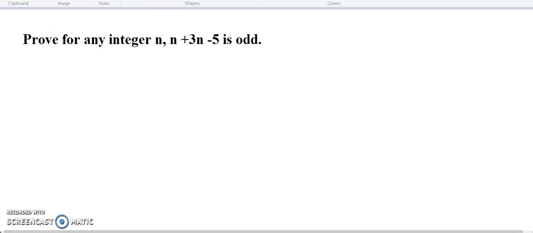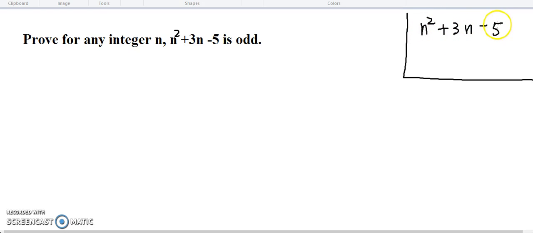Prove for any integer n, n squared plus 3n minus 5 is odd. If we take a look at it, the format n squared, so let's work on the scratch paper and see if we can figure out the proof.